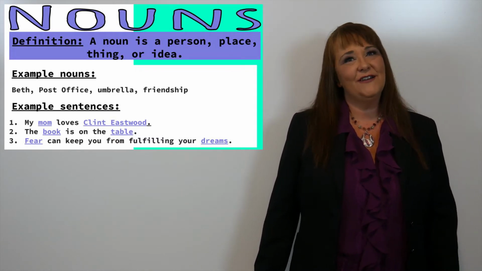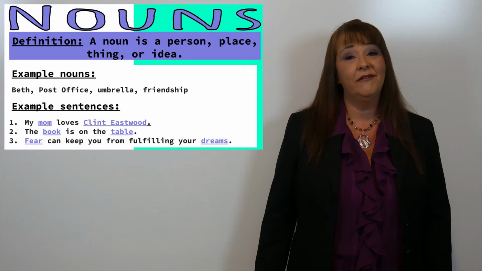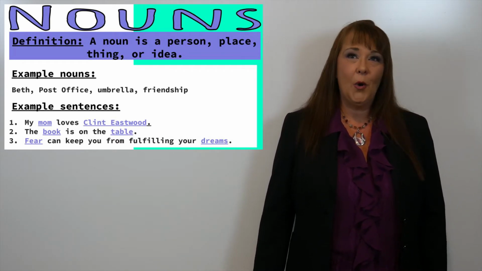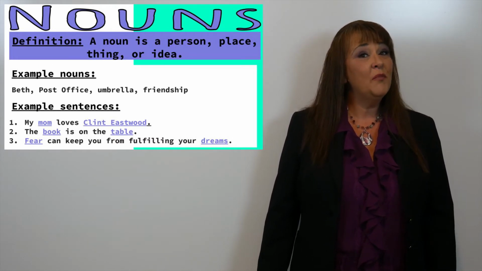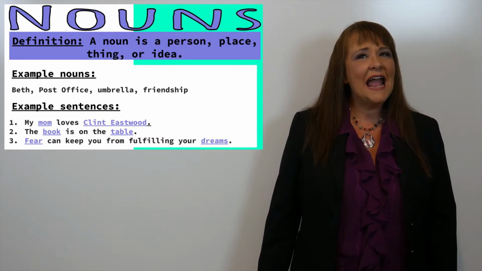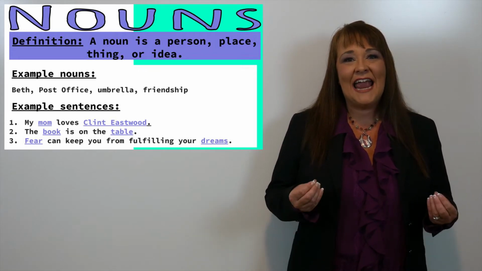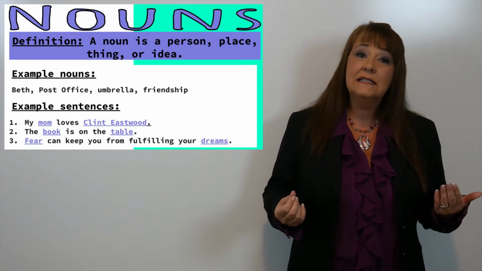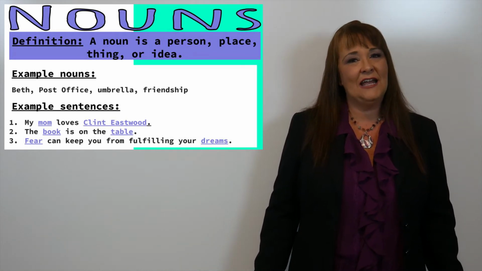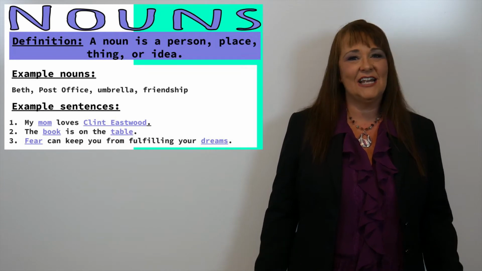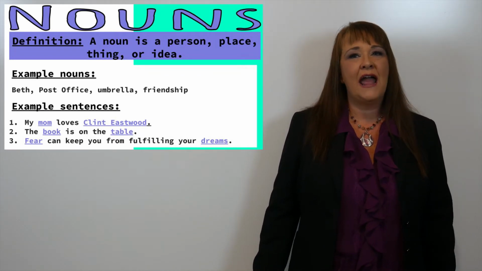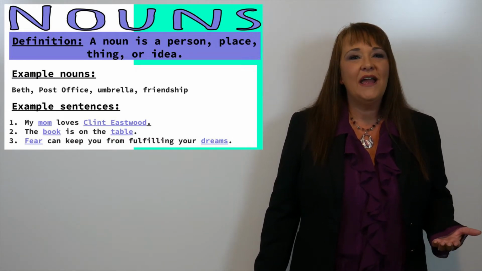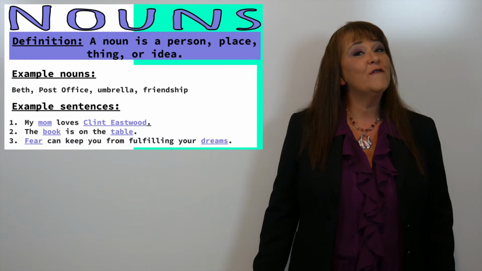The basic definition of a noun, which I'm sure you all know, is a person, place, thing, or idea. Now, it's important to remember that a noun is not always a tangible object, which means something you can touch. Sometimes nouns can be intangible, which means you can't touch it. Intangible nouns are things showing quality, like joy, or happiness, or friendship.